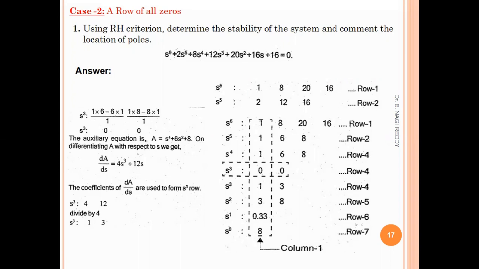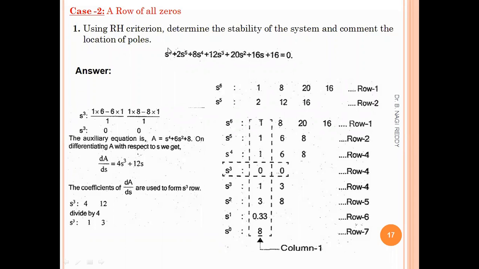Now here is the first problem on case two. Using RH criteria, determine the stability of the system and comment on the location of poles. The characteristic equation is given, which is sixth order, s power 6. So the total number of poles here is 6, because the power of s is 6. For this characteristic equation, we need to construct the Routh-Hurwitz table.